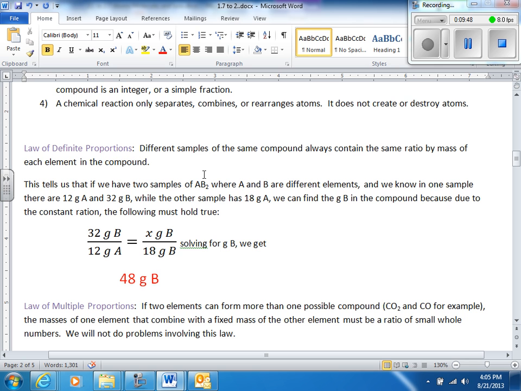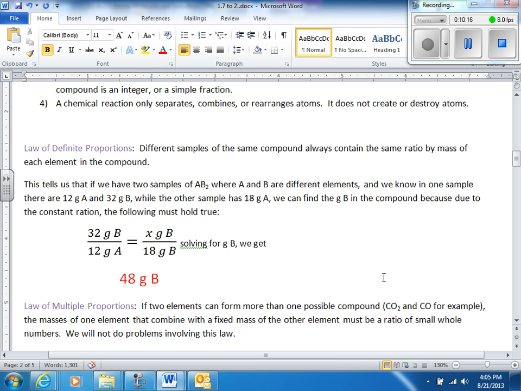Okay, another law. Law of multiple proportions. Now this isn't about the same compound. It's saying if you have two or more elements that can form more than one possible compound, suppose you could have AB2 or AB. An example would be CO2 and CO. This would be carbon dioxide and carbon monoxide. The mass of one element that combines with a fixed mass of the other element must be a ratio of small whole numbers. We're not going to do problems involving this.